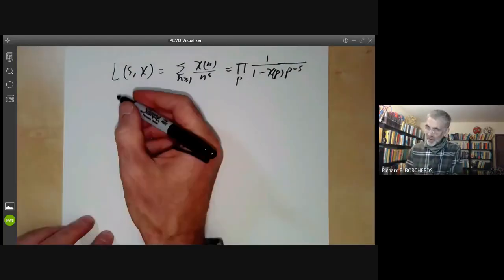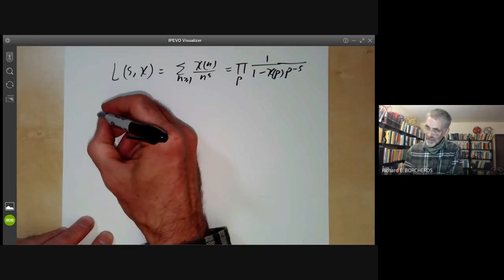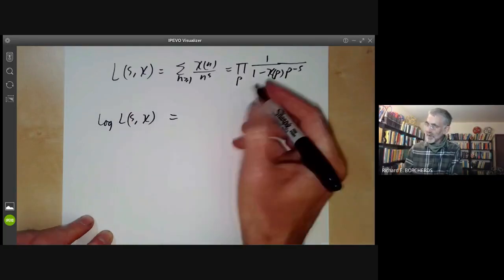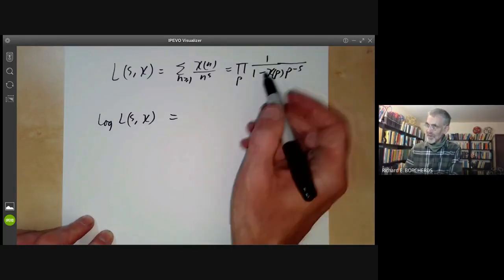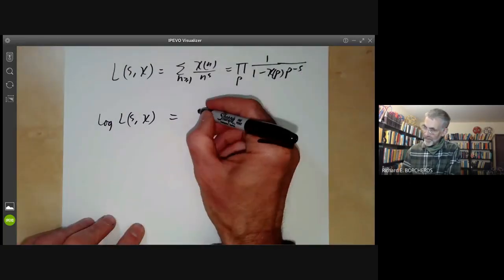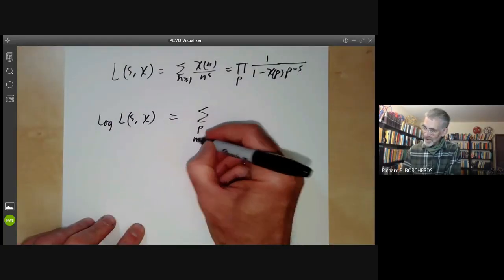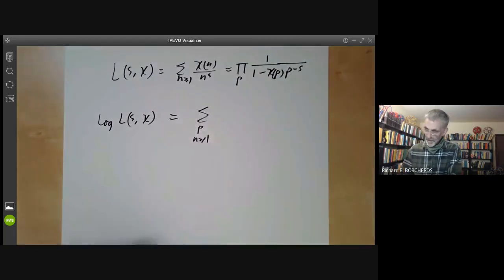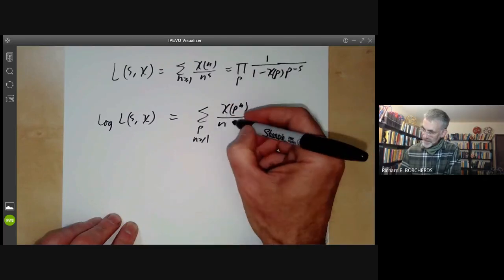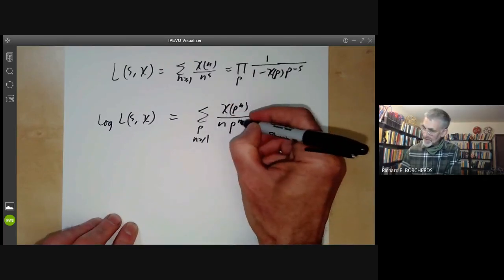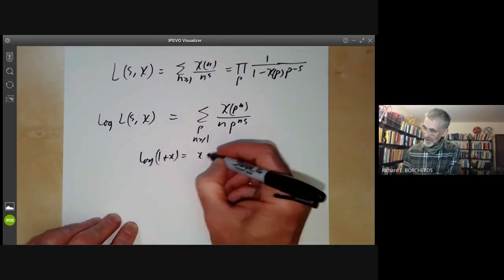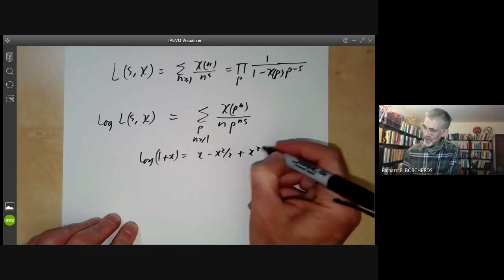And we can take logarithms of both sides. And we find log of L(s, chi) is equal to, well, now you can just expand the logarithm of this, which would be the sum of the logarithms of all these. So it would be the sum over all primes and sum over n greater than or equal to 1 of chi of p to the n over n times p to the ns. That's just because log of 1 plus x is equal to x minus x squared over 2 plus x cubed over 3, and so on.